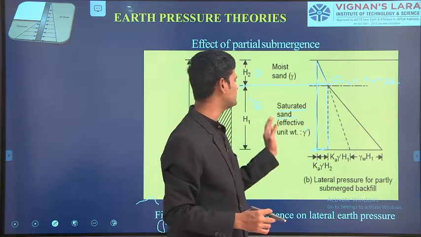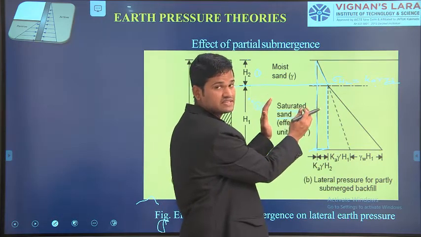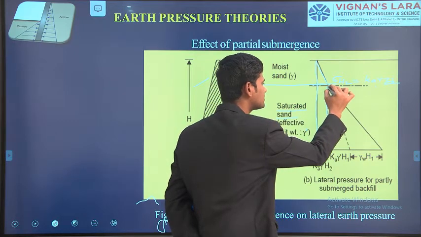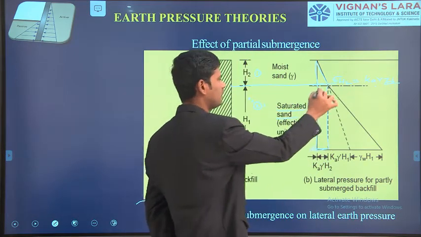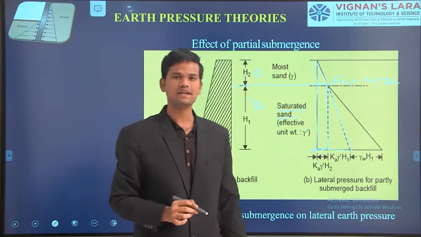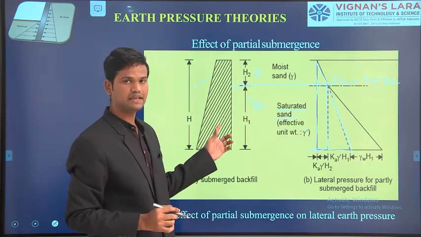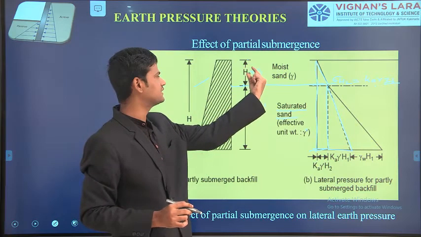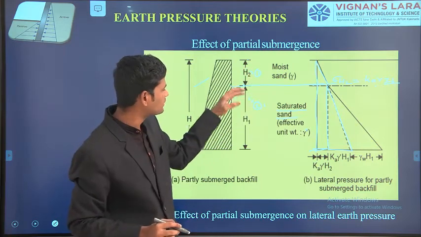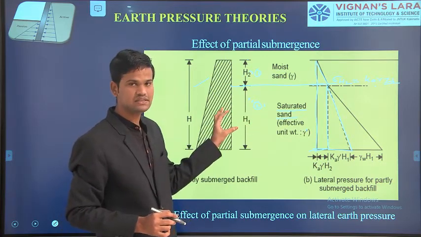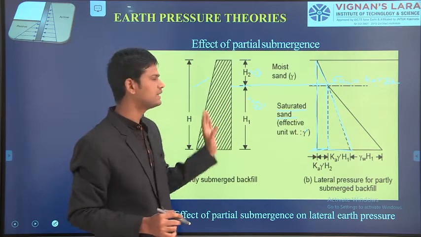And again, if you see here, there is presence of saturated sand. For this saturated sand also, from this depth H1 up to the bottom of the portion, there is pressure again acting on this retaining wall. At this depth, the lateral earth pressure is different. Again, after this, there is one more soil layer, soil strata. In this, the horizontal earth pressure is different.